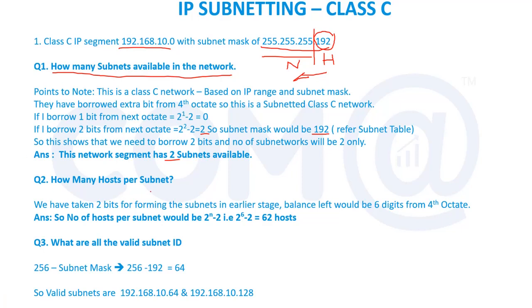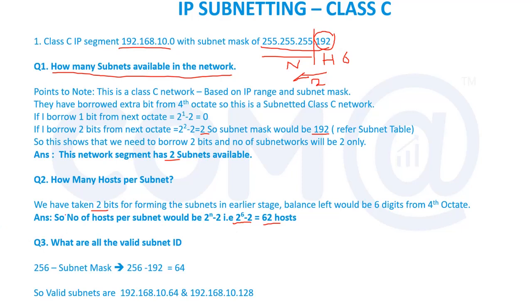So how many hosts per subnet? Since we have borrowed 2 bits for forming the network, we have given this 2 bits, right? Here the rest of the portions are 6 bits. So we can directly do the calculation 2 power 6 minus 2. It means that I will have 62 hosts inside a network.